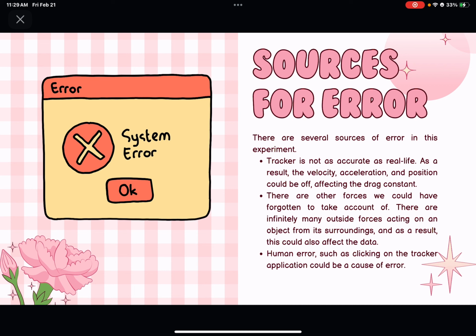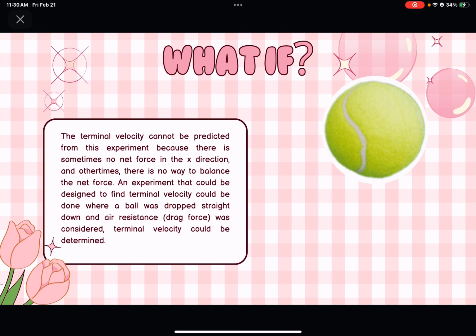Here are the conclusions that we got. Some sources of error: there are several areas for error in this experiment that show the little tiny errors that we had in the graphs that were shown. Tracker is not as accurate as real life, and as a result, the velocity, acceleration, and position could be off, affecting the drag constant. There are other forces that we could have forgotten to take into account, and there are infinitely many forces acting on an object from its surroundings, and as a result, this could also affect the data. Human errors, such as incorrectly clicking on the center of a mass, could cause the Tracker application to not accurately predict the motion.